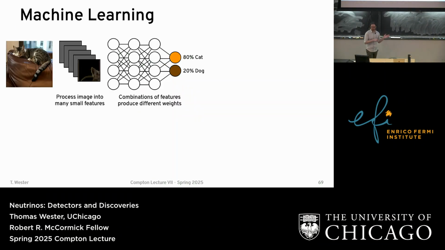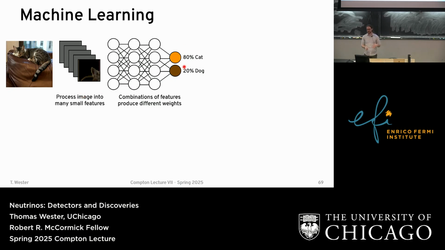I want to talk a little bit about how we're processing the data from SBND by giving a little example of machine learning. So this is kind of a cartoon that's seen very often. You have maybe a picture of a cat, and then you process that cat through some different kind of layers that extract features of that image, and then you run it through a network where the different features of the image are weighted in different ways.